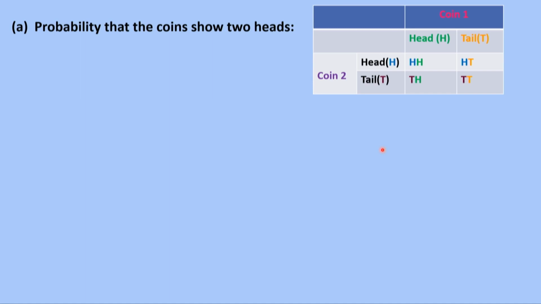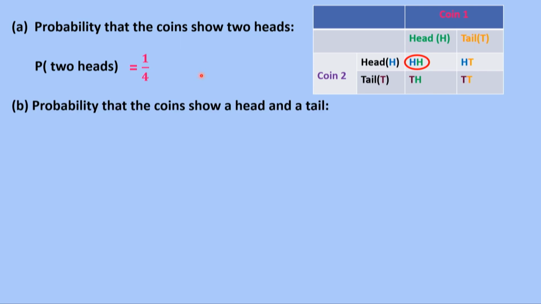Now, probability that the two coins will show head. That is, the coins show two heads. So, probability of getting two heads, we have only one possibility here, to get two heads. And how many possible outcomes do we have? Yes, we have 4 possible outcomes. So, the answer will be 1/4.